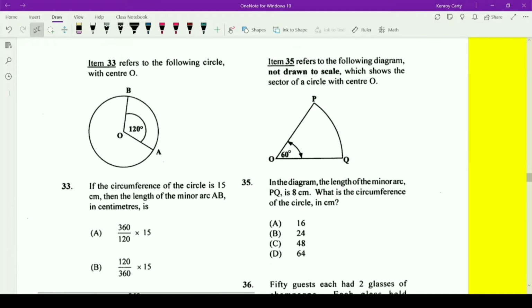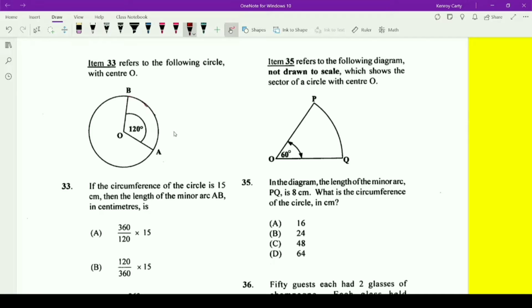33. It says item 33 refers to the following circle with center at O, and you can see the center right here. It says the circumference of the circle is 15 centimeters. Then the length of the minor arc AB in centimeters is. Alright, so we have the circumference. Now what we want to find is the length of the minor arc. Remember that the length of the arc is a fraction. So this arc here is a fraction of the circumference. Now what fraction of the circumference it is depends on the angle right here.